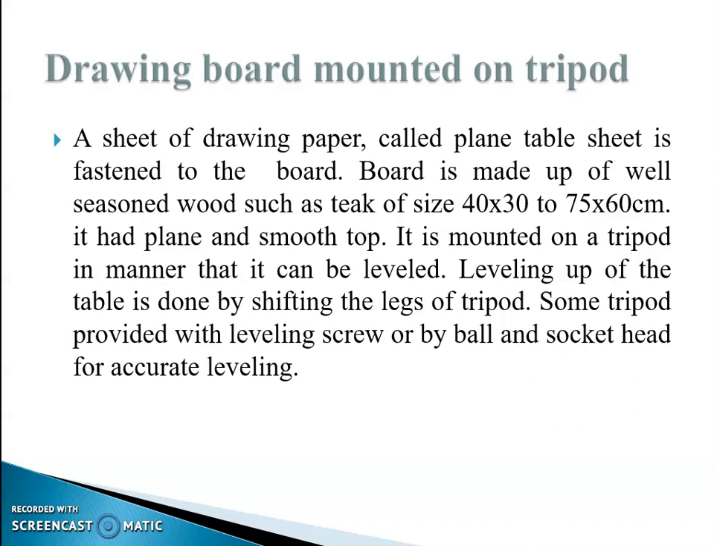Leveling of the table is done by shifting the legs of the tripod. By using these different legs, we generally level our plane table. Some tripods are provided with leveling screws or a ball and socket head for accurate leveling. By using the particular screw, we take the accurate leveling.